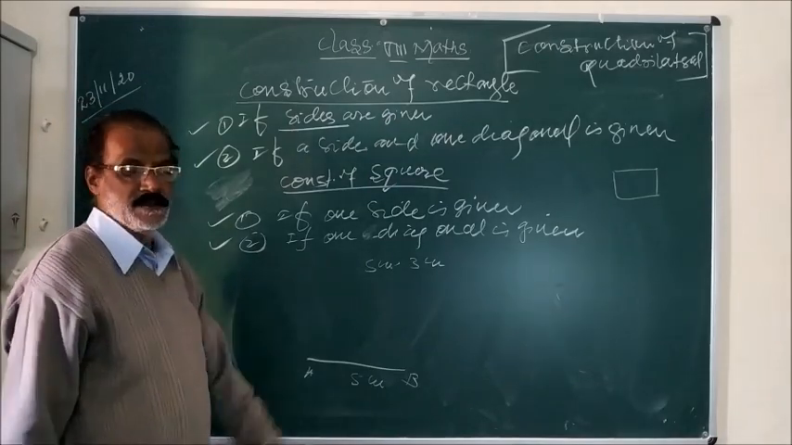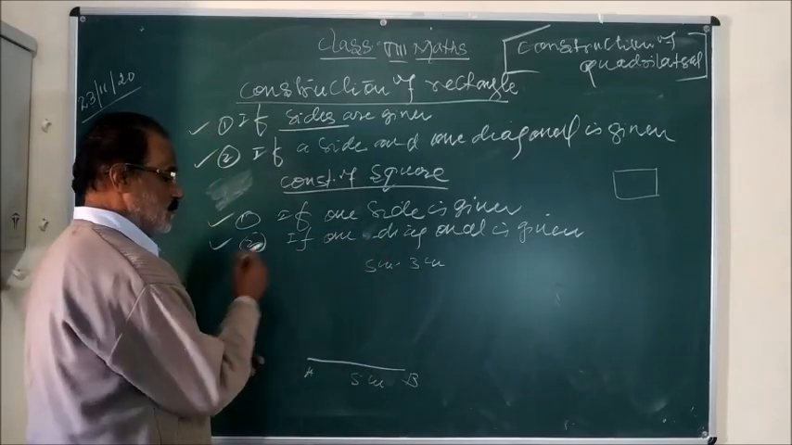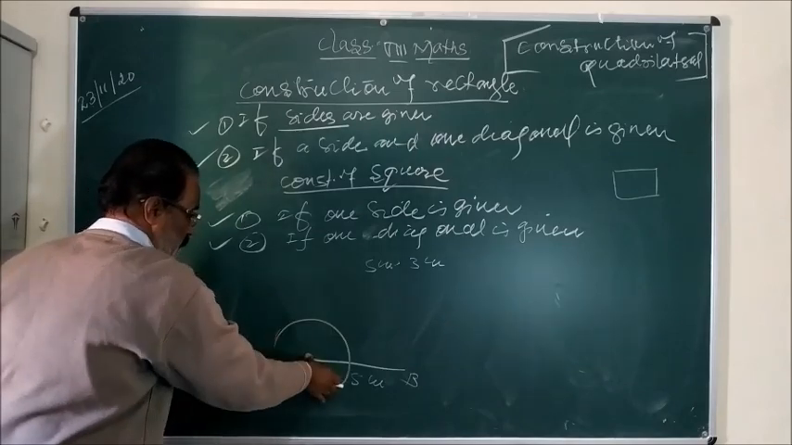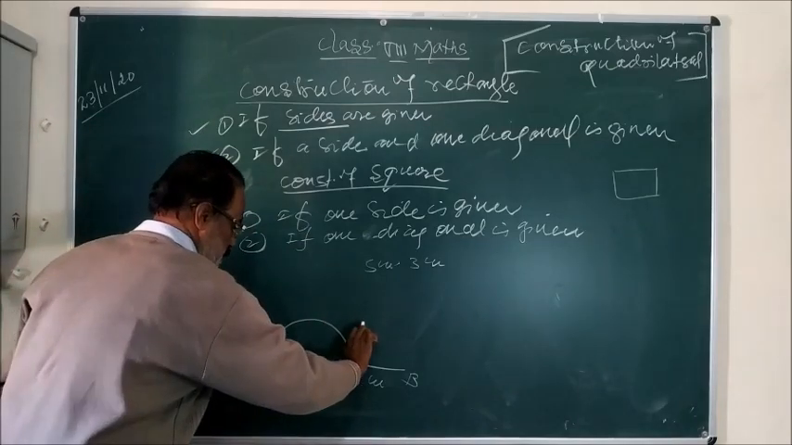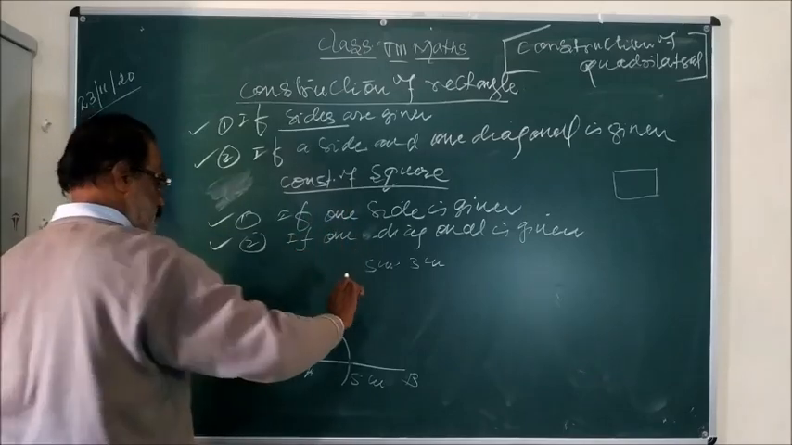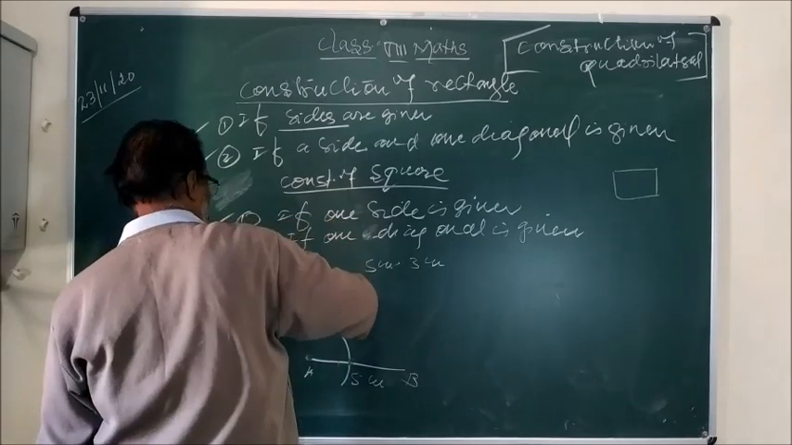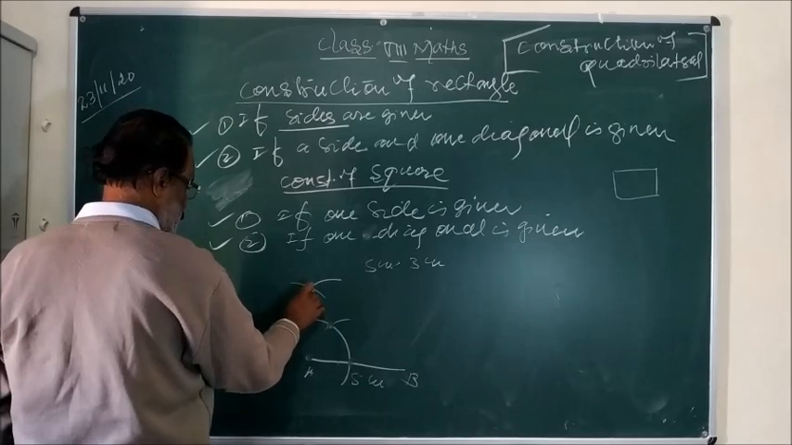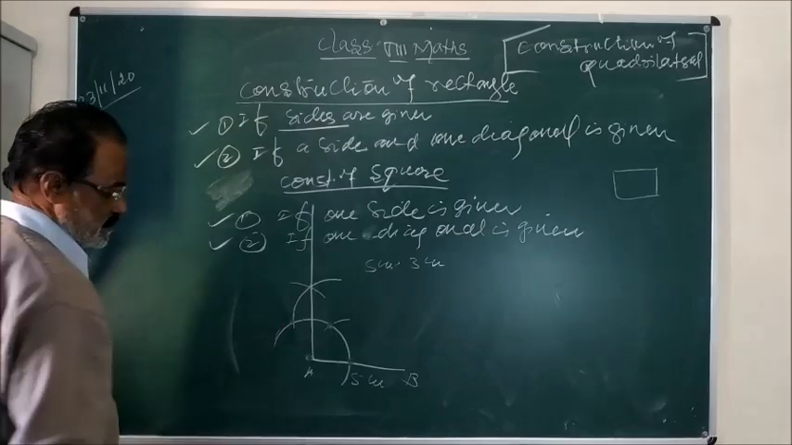Since each angle is 90 degrees, at A and B you draw a perpendicular. How will you do it? You see, from A you draw an arc of any distance. Without changing the distance, from this point you cut the previous arc, and we draw another arc like this. From this point you cut this arc. This point and this point, if you join, this will be 90 degrees.